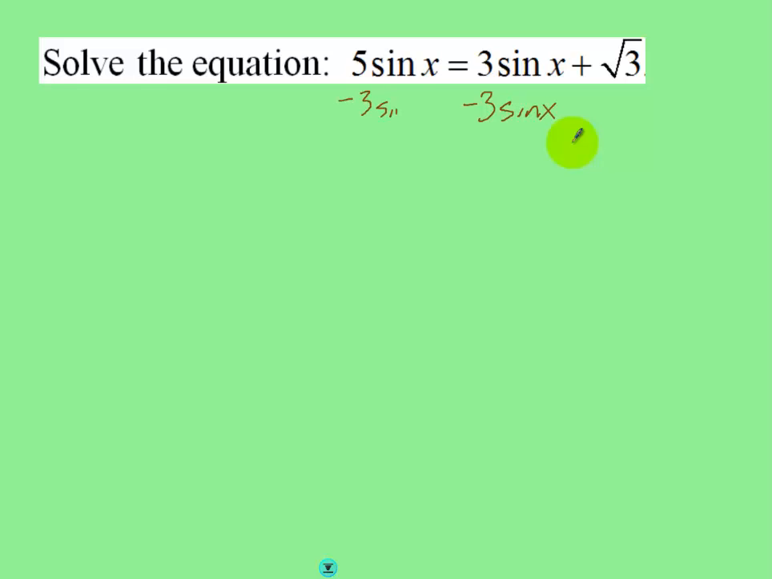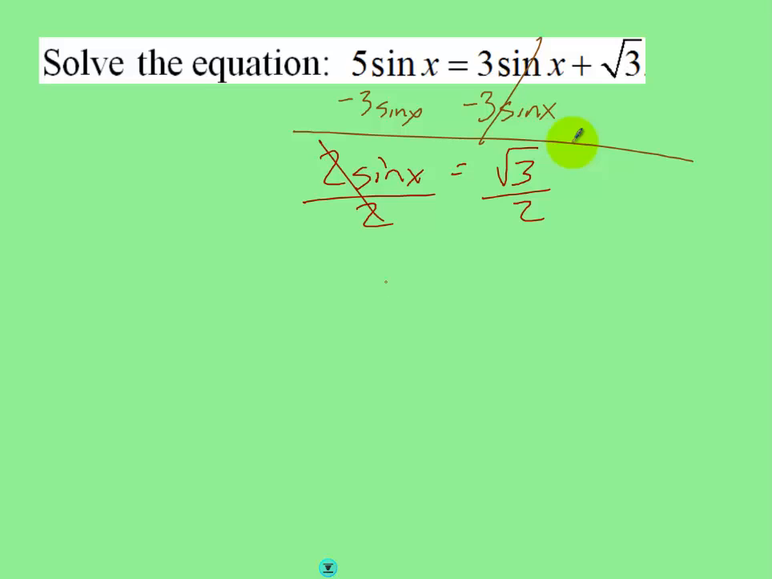So -3 sine of x. What happens here is you get a cancel on the right. And so you get 2 sine of x equals radical 3. Now I want to isolate this sine of x. So I'm going to divide by 2 on both sides. Cancel. So you have your sine of x equals square root of 3 over 2. Okay, so we got our trig function isolated right here.